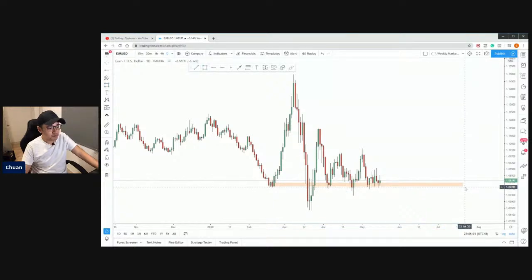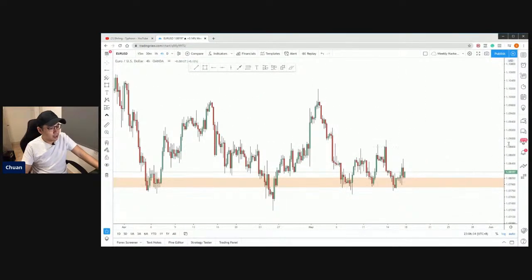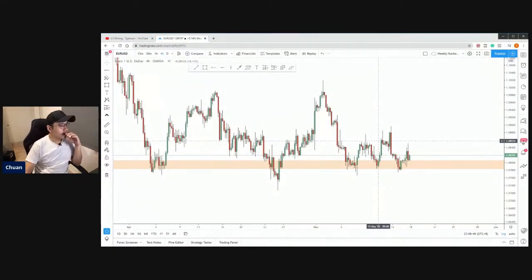So about 1.107789. If we look at the H4 chart, we can actually see that the market is retesting this level of support. Something I noticed here is quite interesting. When the market was doing the first retest here, there was a very huge movement.